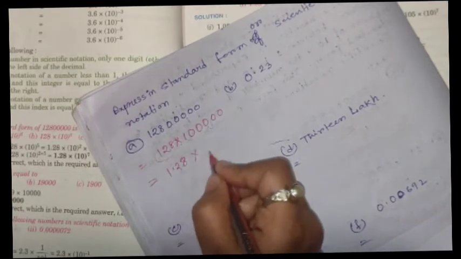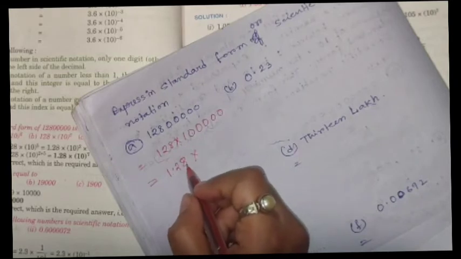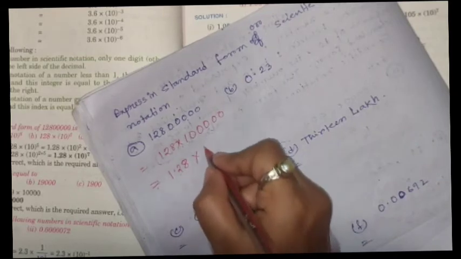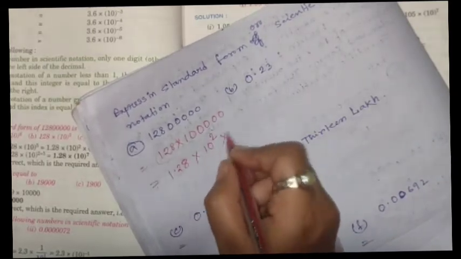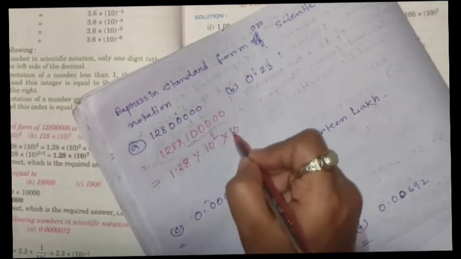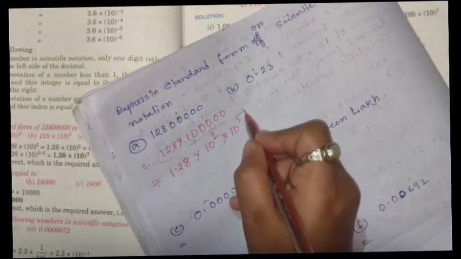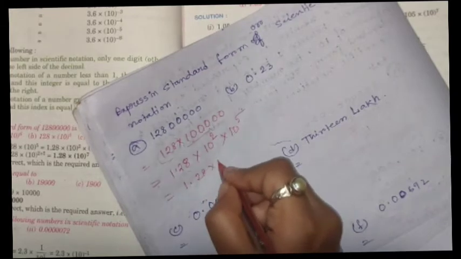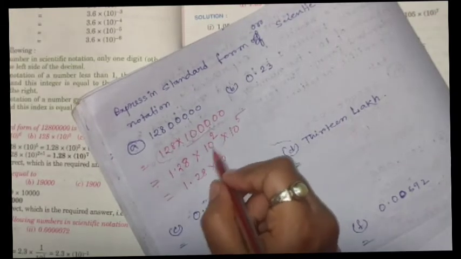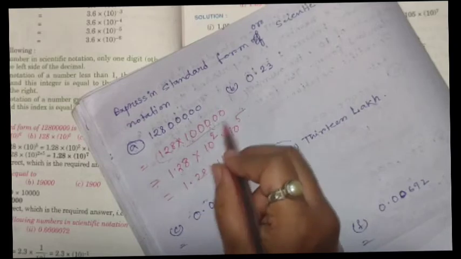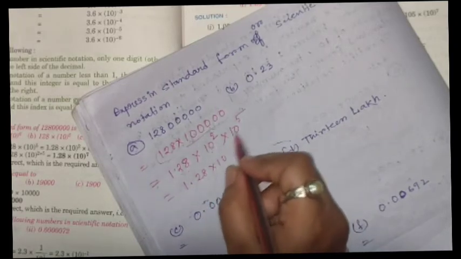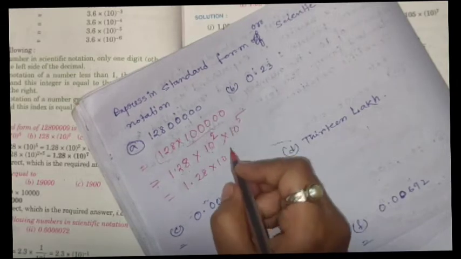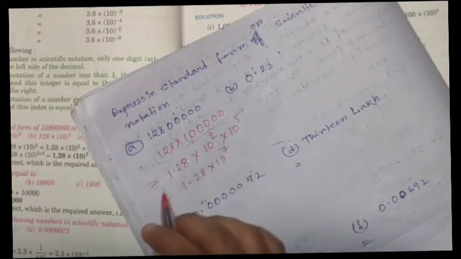1.28. Here, since we moved 2 places to the left side, it will be 10 to the power 2, and we multiply. And this is equal to 10 to the power 5. So that means this will be 1.28 multiplied by 10 to the power 2 times 10 to the power 5. Here the bases are the same but the powers are different, and when the same bases are multiplied, we need to add the powers. 2 plus 5 is 7. So this will be the standard form.